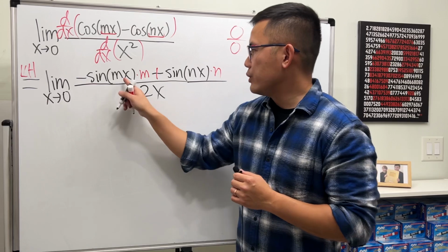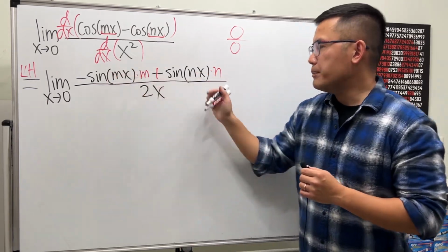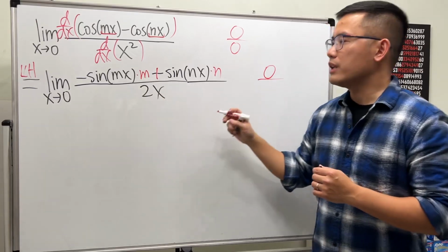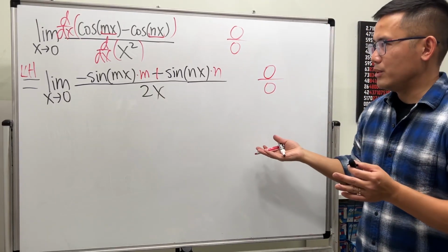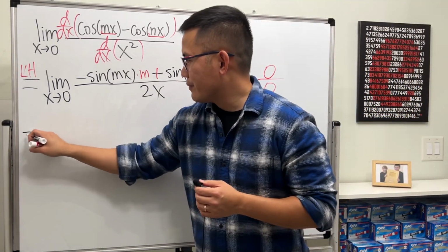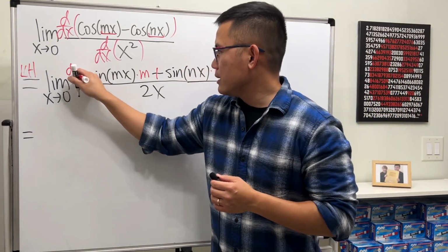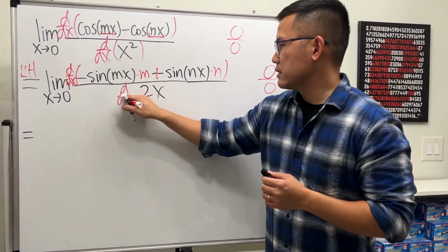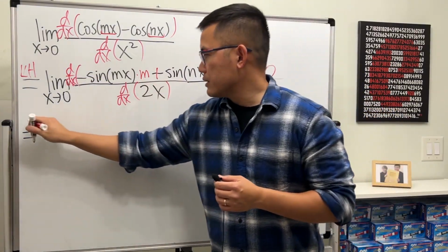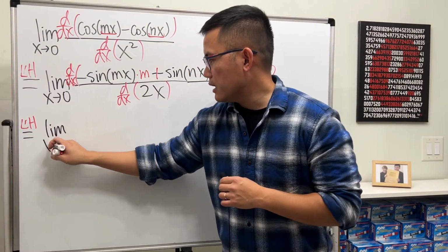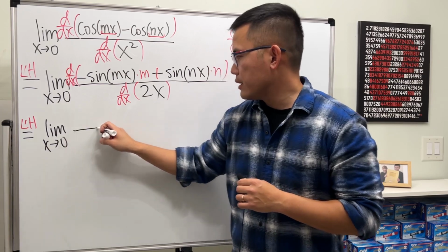If we put 0 into here and here, on the top will be 0 again, and on the bottom, we get 0 again. Therefore, we have to use L'Hopital's rule one more time. So let's just go ahead and do it. Here we go. Let me just write down d/dx, and then d/dx. So this is L'Hopital's rule. Here we get the limit as x approaching 0.